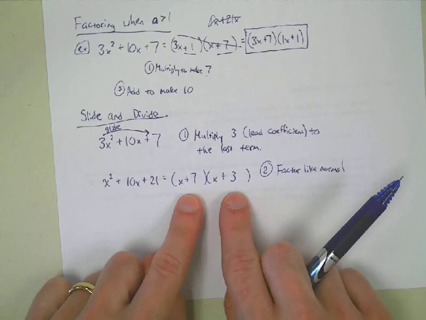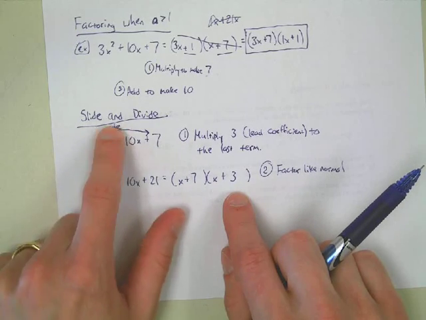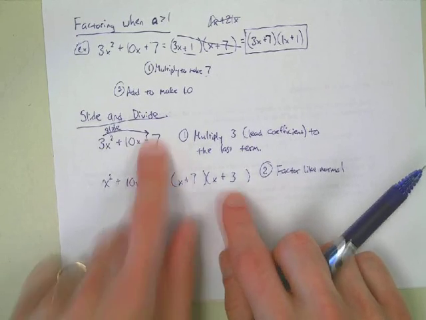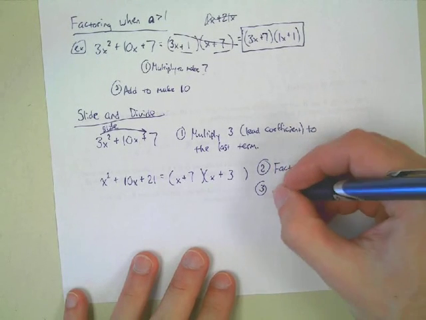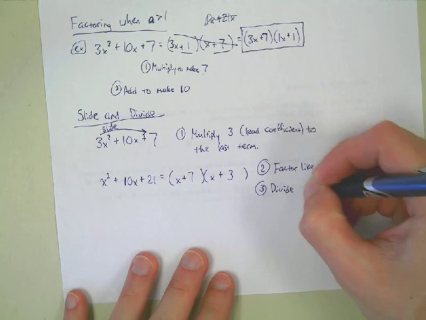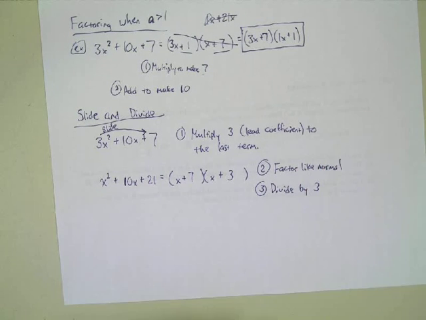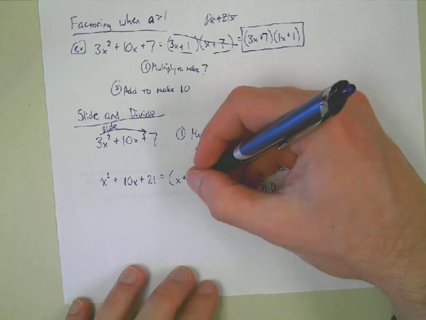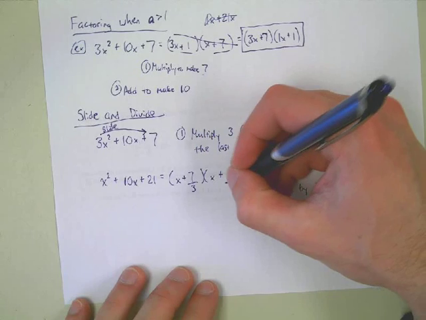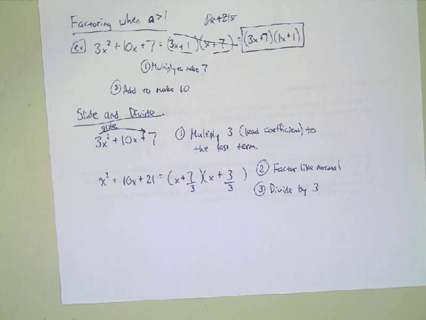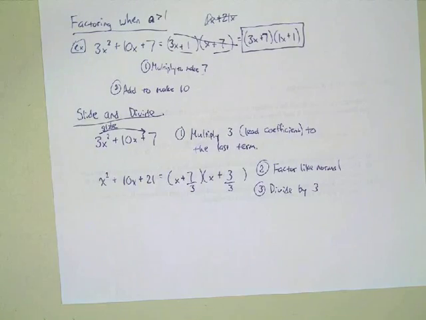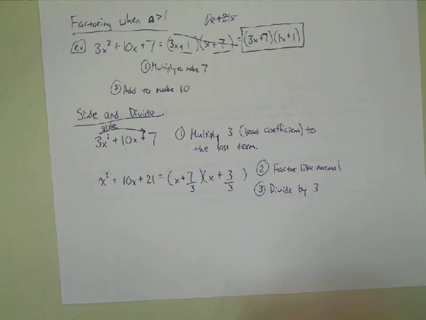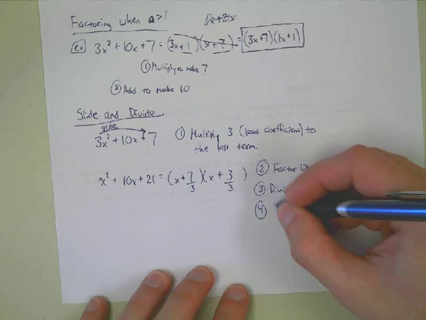Remember, this method is called slide and divide. We did the slide part, now we're going to do the divide part. We're going to divide by 3. But the only thing we're going to divide by are the numbers. 7 divided by 3, and then 3 divided by 3. And then with that division, we're going to simplify.